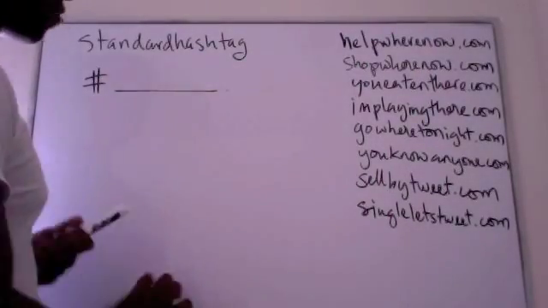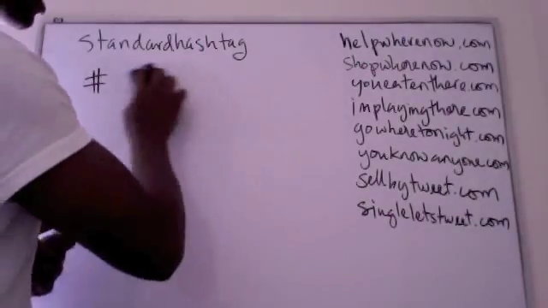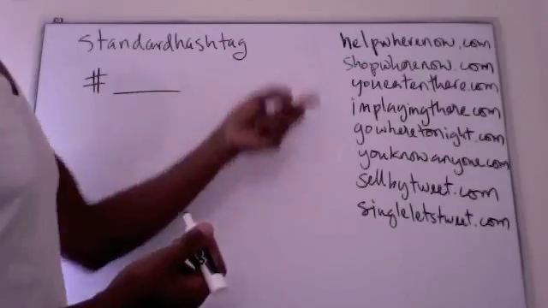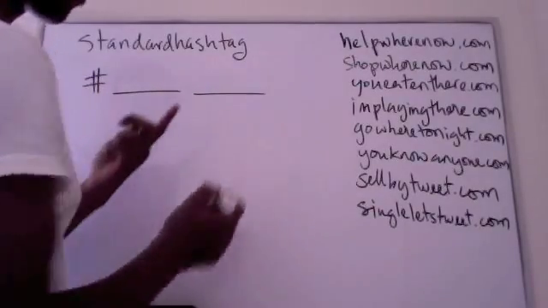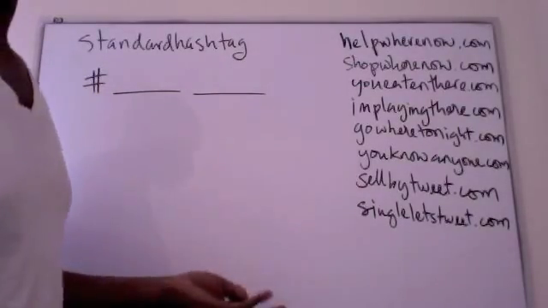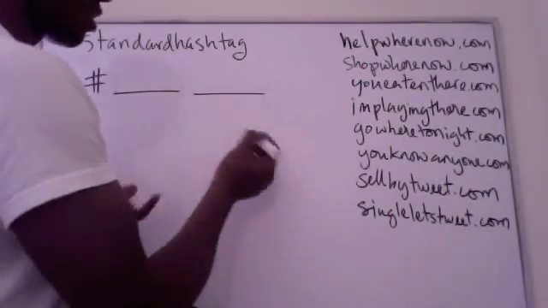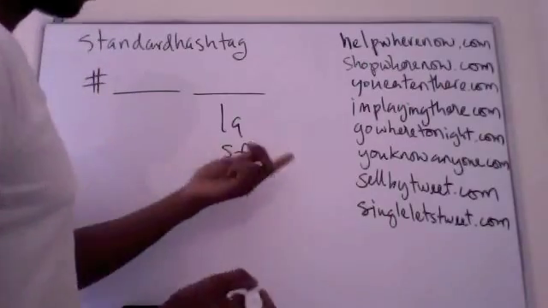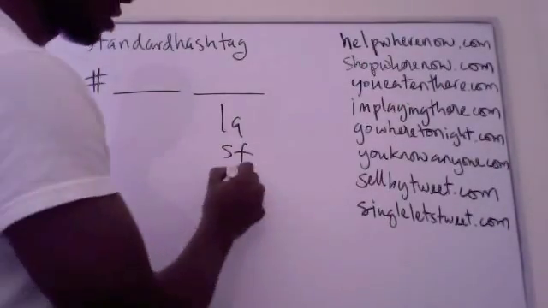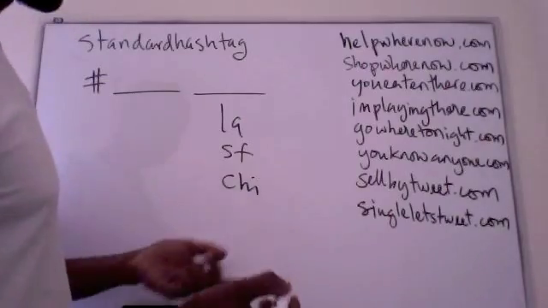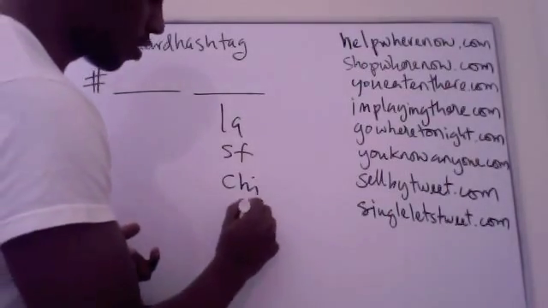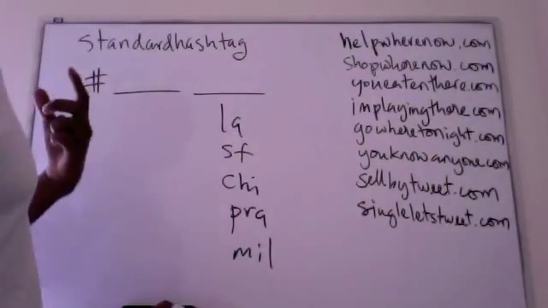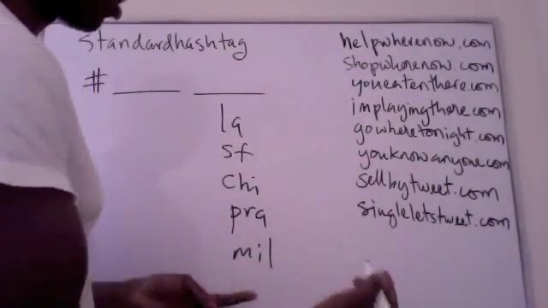So the format for the hashtags for standard hashtag are the hashtag sign and then the first three letters of the site, and then a very common abbreviation for your city, which is usually the first three letters of the city. So if it's, let's say, Los Angeles, it's LA. If it's San Francisco, it's SF. For almost every other city, it's just the first three letters. So let's say Chicago is CHI. If you have Prague in Europe, it's PRA. Milan is MIL.